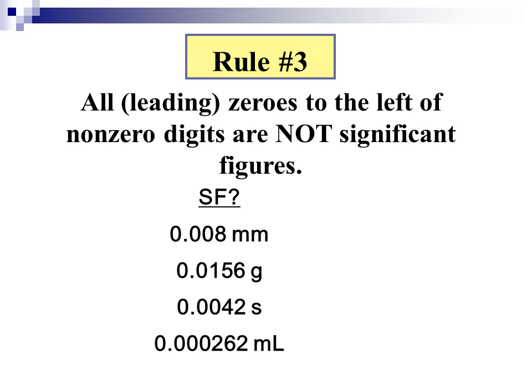0.008 millimeters has 1 sig fig. 0.0156 grams has 3 sig figs. 0.0042 seconds has 2 sig figs. 0.000262 milliliters has 3 sig figs. All the measurements contain zeros to the left of the non-zero digit. Those zeros are not considered to be significant figures.